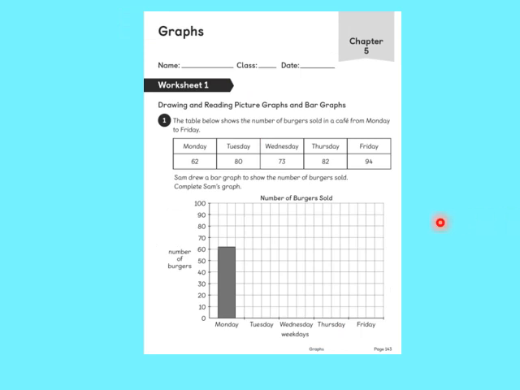Okay, so here is the worksheet for today. There are 2 pages to the worksheet. Question 1: the table below shows the number of burgers sold in a cafe from Monday to Friday. So here are the days of the week, and this is the amount of burgers sold. Sam drew a bar graph to show the number of burgers sold, and we have to complete Sam's graph. Now we can see they've already done Monday for you. It's at 62, so they've come up here just above the 60 mark and put the line there and drawn the bar. So you need to do that for the rest of the days of the week.